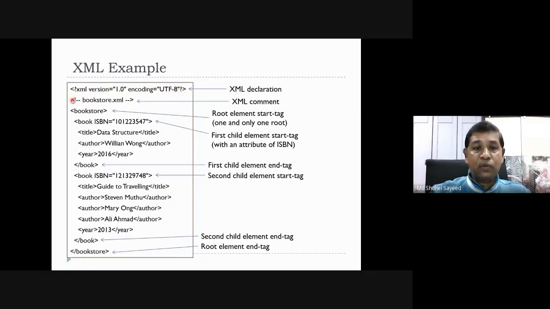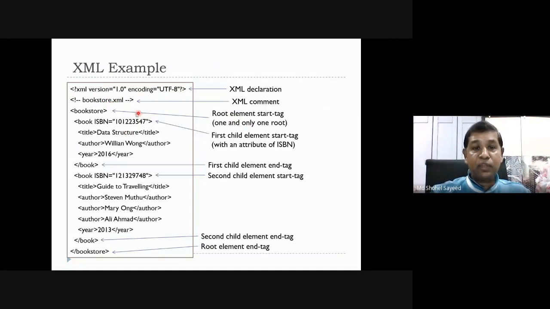So next one you look at here, this is the comments. If you want to write a comment, you can use this starting tag of the comment, write the comments, and use the ending tag of the comments. In this example, we put the name of this XML document, bookstore.xml.